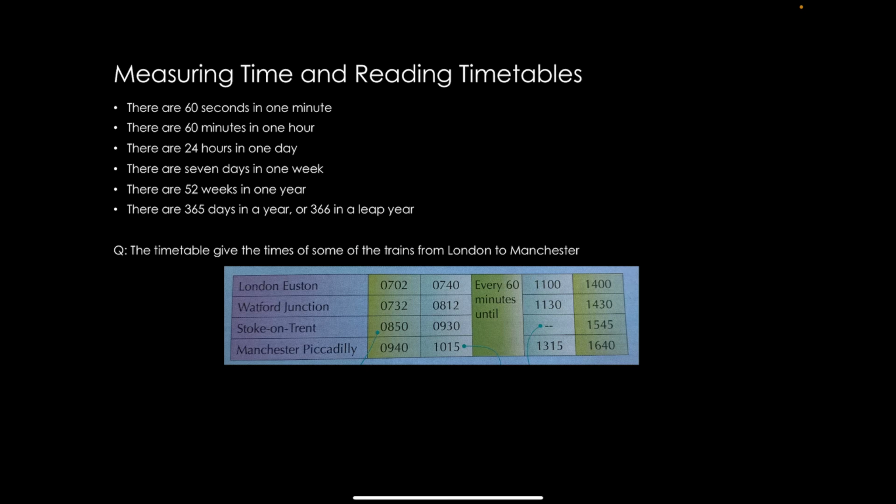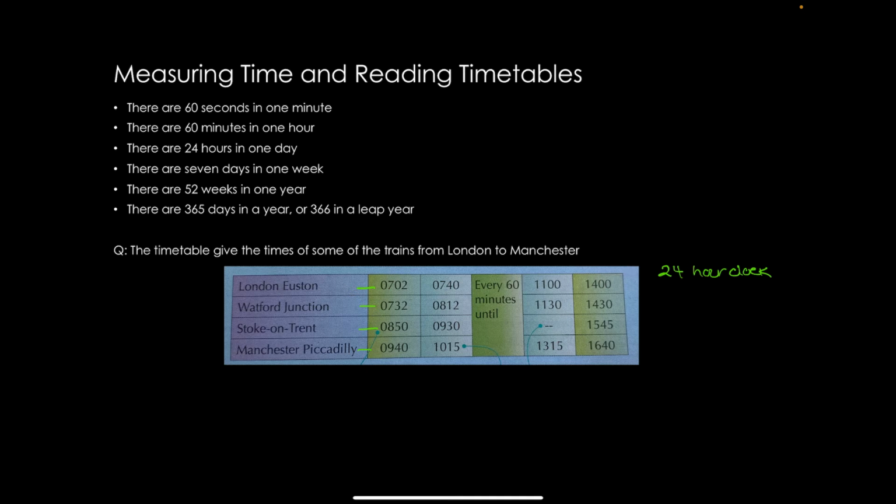Okay, so using your facts at the top there, it says here, the timetable gives the times of some of the trains from London to Manchester. Okay, now obviously there is a question to go along with that, but I'm just trying to explain a little bit more about the timetable. So what this timetable means is, or what a few of these times mean. So first of all, we know that this is the morning. We know it's the morning because it's using the 24-hour clock.